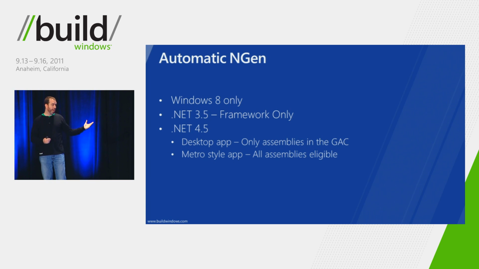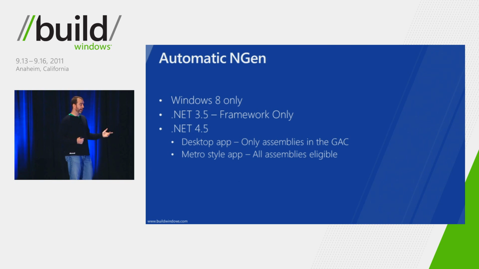So there's two categories there. The desktop apps, which are the apps that you're used to writing. For those, only assemblies that are located in the global assembly cache are eligible for AutoEngine. Prachiti talked about engine being really useful in those sharing situations where you can reduce the working set because things are being shared.